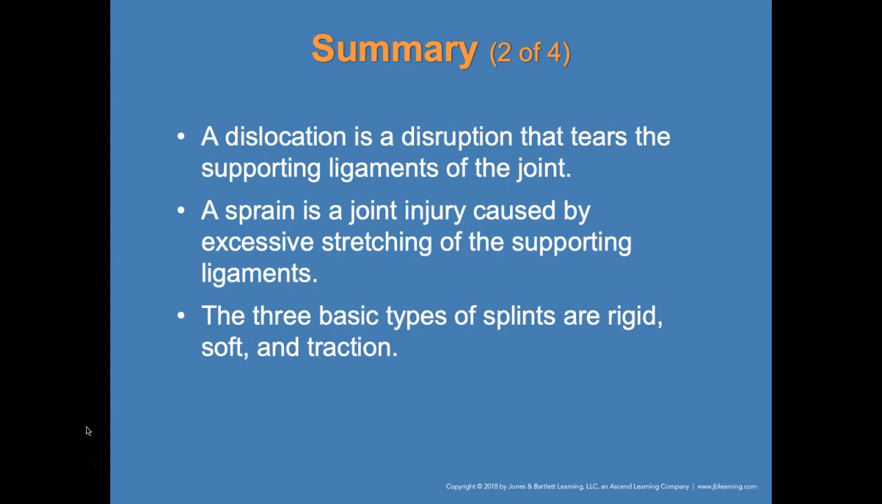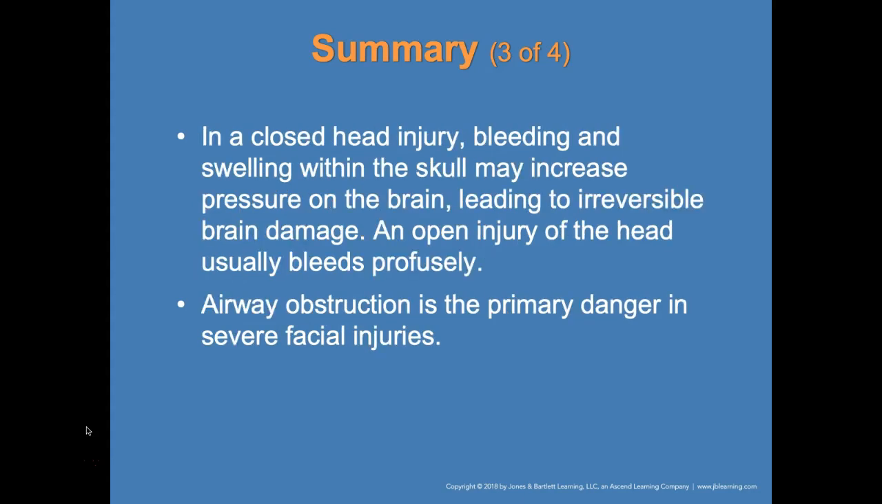We have 3 basic types of splints. They're going to be rigid, soft, and traction. Closed head injury, bleeding and swelling within the skull may increase pressure on the brain. It's going to cause brain damage. Usually in an open head injury, there's going to be a lot of bleeding because of all the vasculature up there. Because remember, our brain likes lots of good oxygen, so that means it needs lots of blood flowing through there. So there's lots of vasculature up there that provides blood.